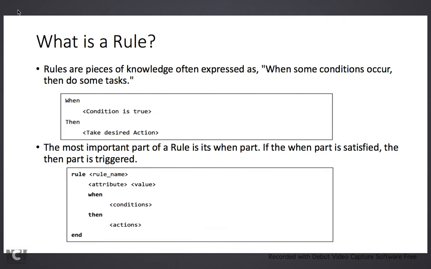So what are rules? What is basically a rule? Rules are just some condition of when and then. In the when, we write the condition based upon which we check if a rule has to be executed or not. And in the then, we take the desired action.